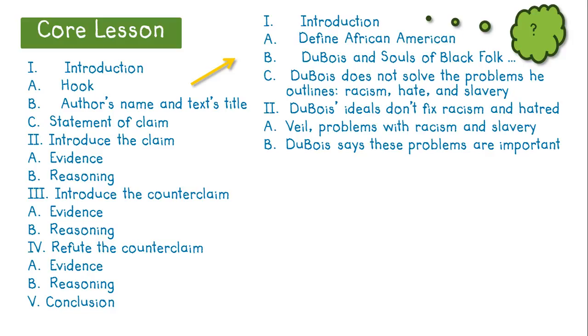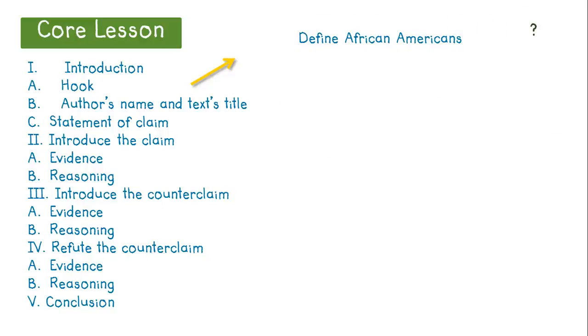Oh, then I'm like, you know what? I can define African Americans. How does he define them? Because the whole first chapter, Of Our Spiritual Strivings, is talking about what it means to be African American. So I think that would be a good hook, an introduction.